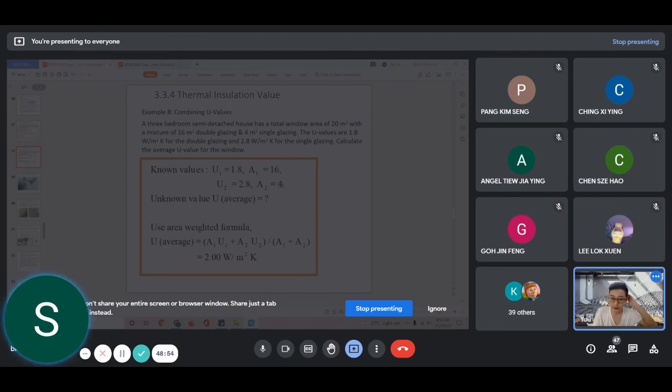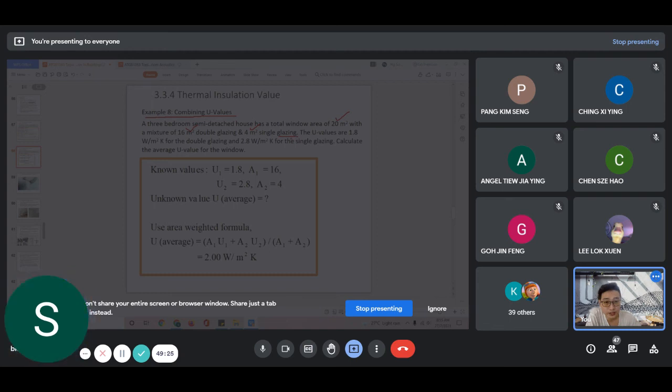Okay, so next we have one more. Okay, bear with me. We can have example 8. So we can combine the U value. So this is basically just using the composite formula to work it out. So you can have a 3-bedroom with 20 meters square, and then you have a mixture of 16 meters square double glazing, and then 4 meters square single glazing.